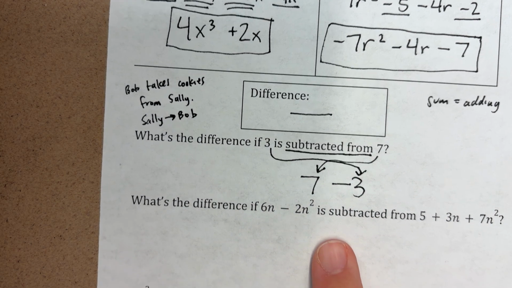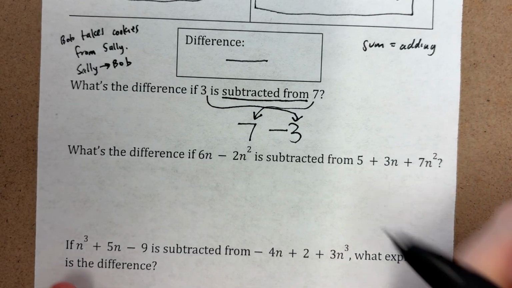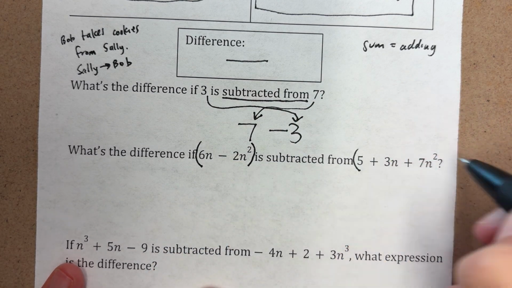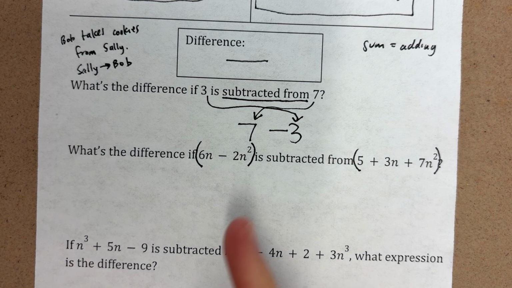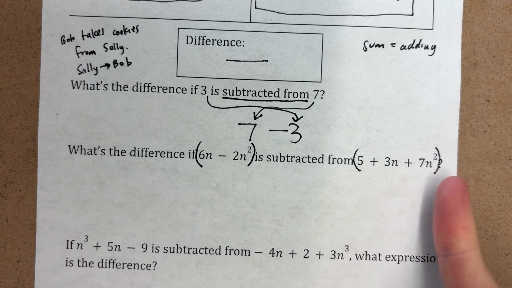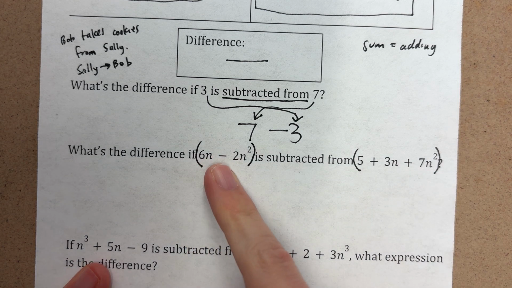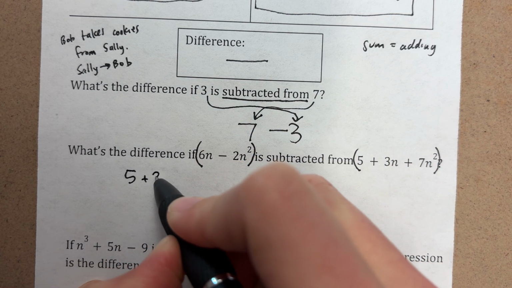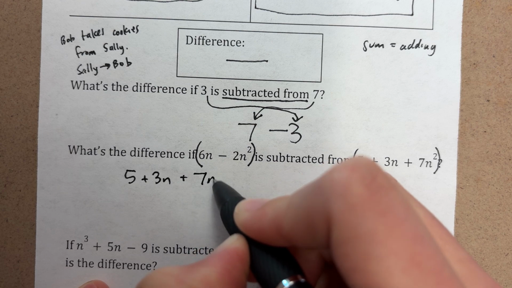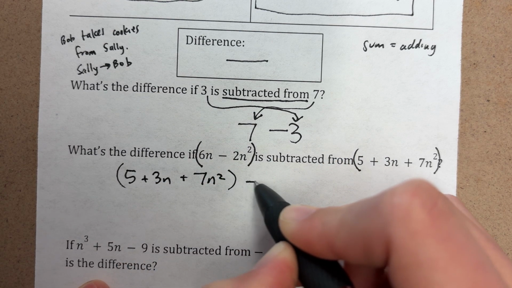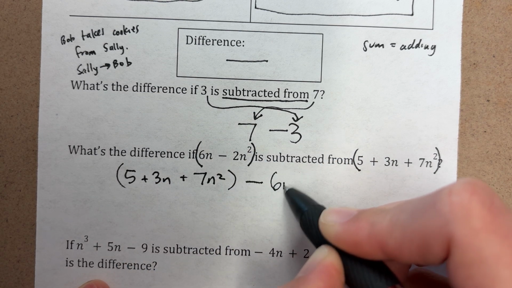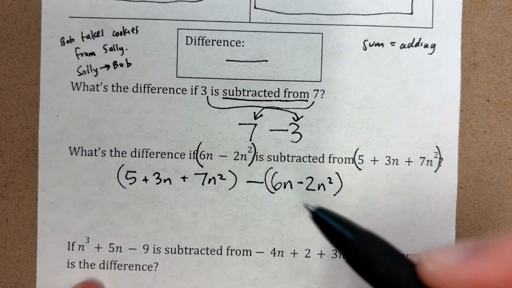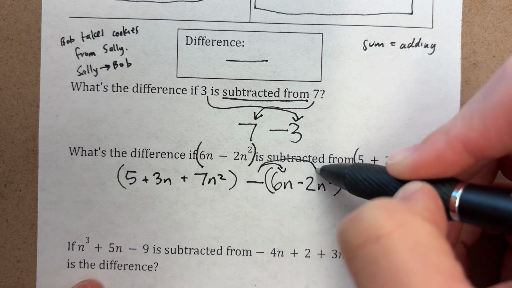All right, and the same thing is going to happen here. So watch what I'm going to do. First, I'm going to put parentheses just around my math, just to make it easier to see. And I'm starting with this, and I'm subtracting this from it. So start with this. I'm starting with this, and I'm subtracting this from it. So now it's just like the problem above.